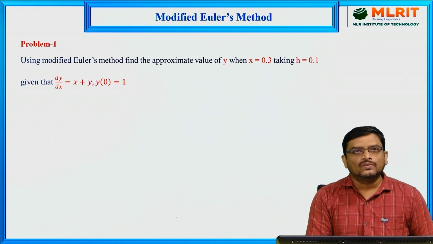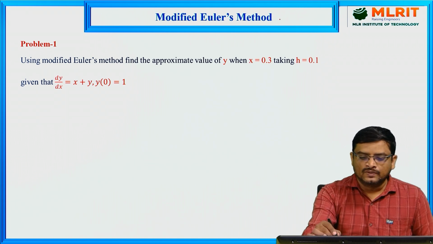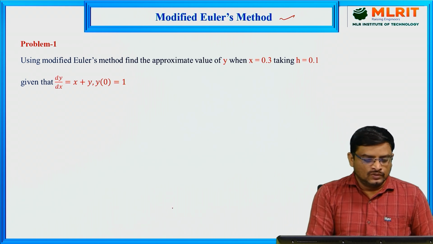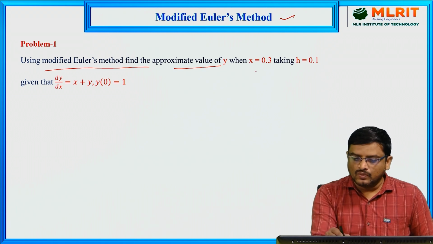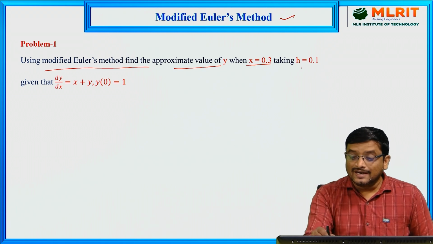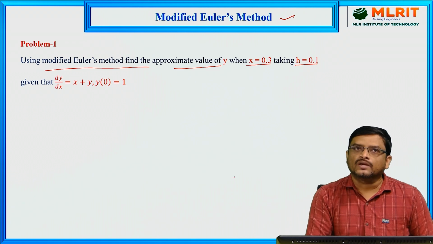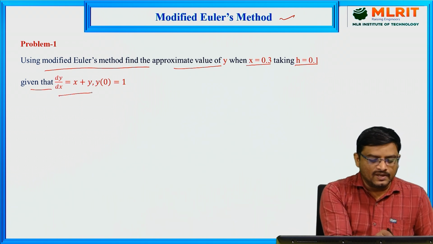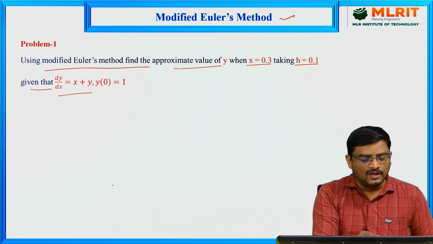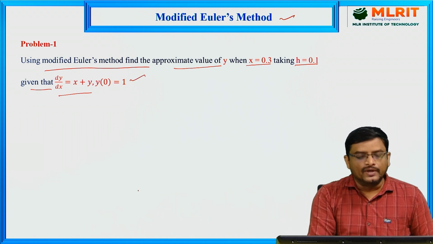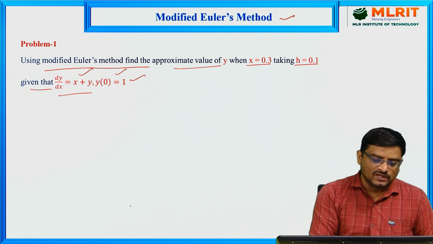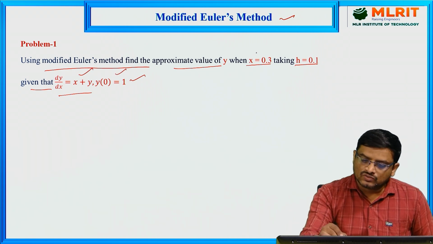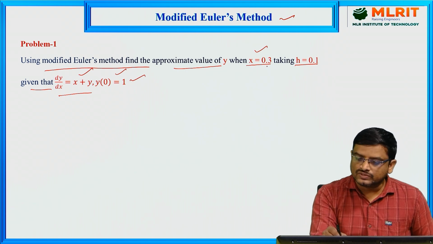Now let us take one example of how we can find the solution of a differential equation using this modified Euler's method. Using modified Euler's method, find the approximate value of y when x is equal to 0.3, taking h equal to 0.1. Given that dy by dx is equal to x plus y, along with the initial condition y of 0 equal to 1. So this is the differential equation, and with this initial condition, we have to find the solution at x equal to 0.3.